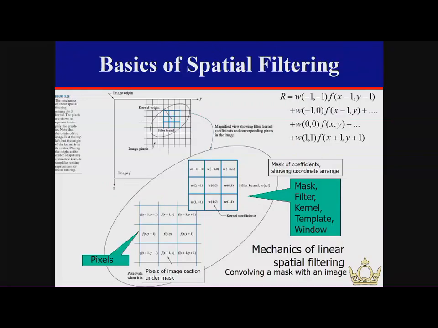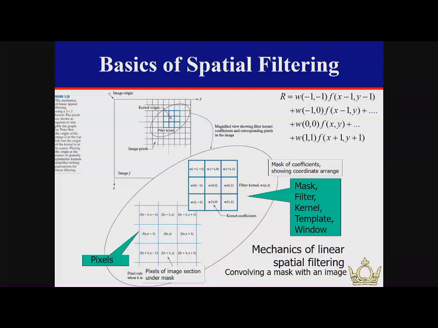Any questions? Just the concepts, the terms about image processing. Okay. Spatial filtering is to use some operator applied to the image. This is the image. And here I have a kernel or a window or a filter or a template or a mask.